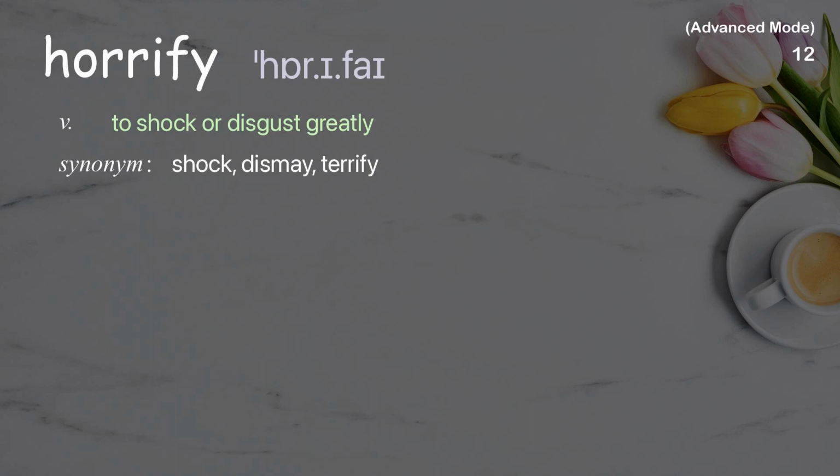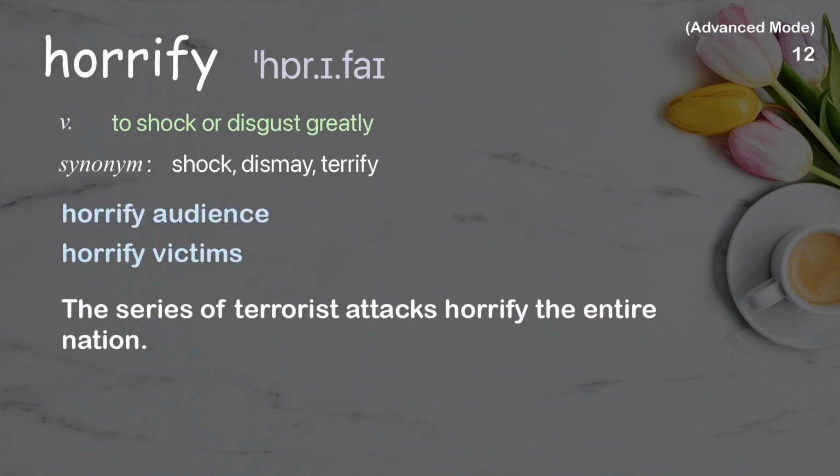Horrify. To shock or disgust greatly. Examples: horrify audience, horrify victims. The series of terrorist attacks horrify the entire nation.